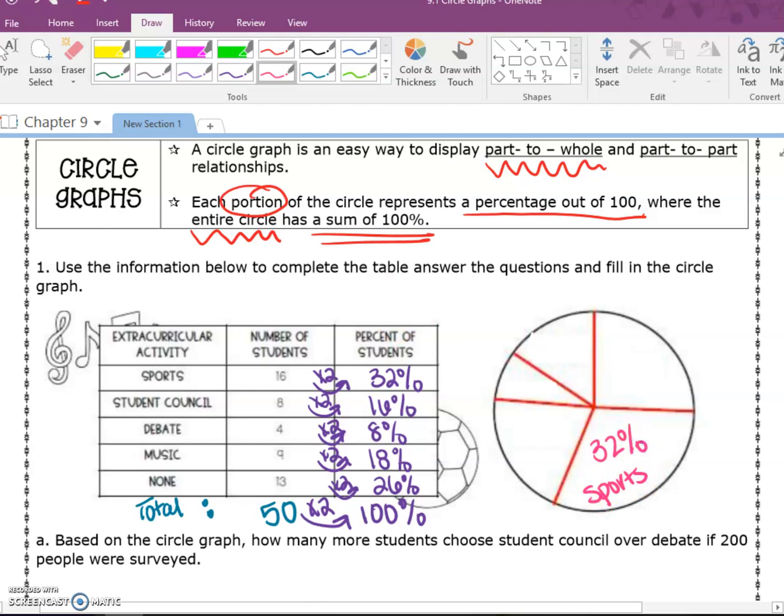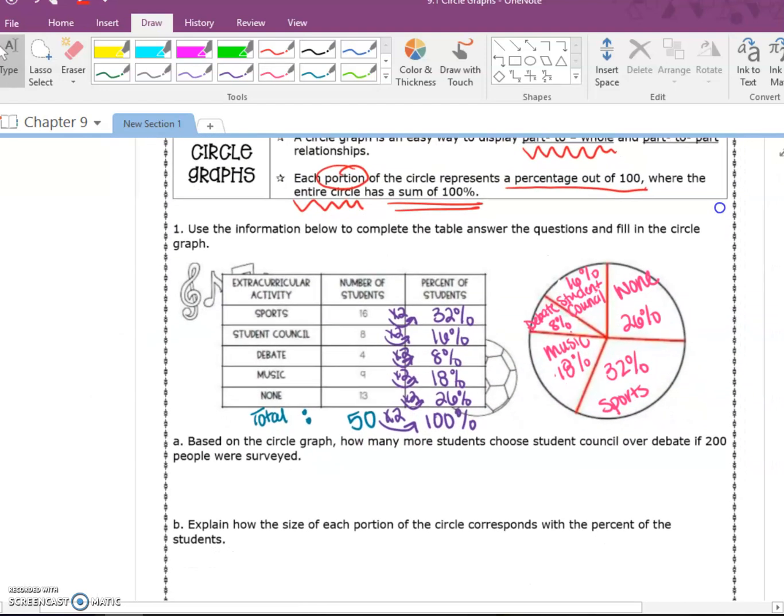So sports is 32%. And then up in the top would be 26%, which is none. And then I would look and see 18% is music. So I'm just filling in my circle graph with the numbers and the names of each of them. So I can go back and look at the questions and answer those about it. And then debate is our last one. Okay, so now that we filled that in, let's look at the questions.